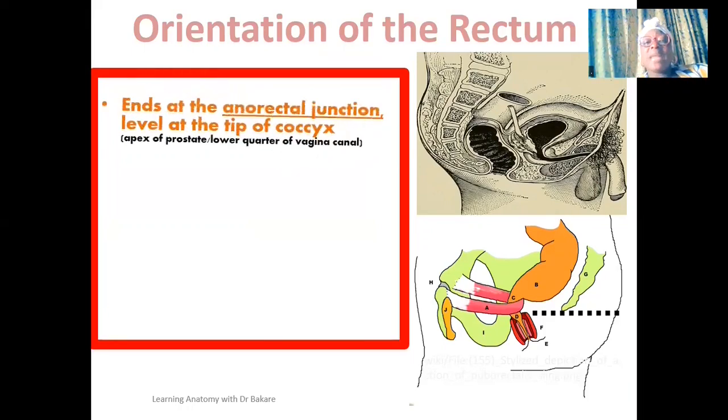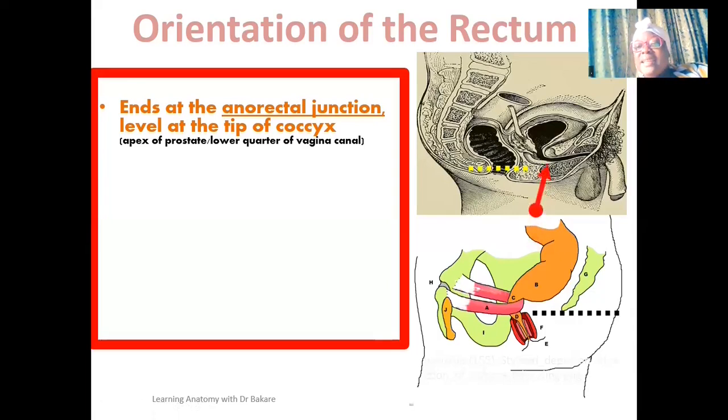And of course, it will terminate at the anorectal junction, and that is the junction where it continues to become the anal canal. This is the point marked here in yellow, and this tallies with the tip of the coccyx. This is the coccyx here, which is the terminal region of the vertebral column. Posteriorly, it corresponds with the tip of the coccyx, while anteriorly it corresponds with the apex of the prostate gland in male. This is the prostate gland here, and the apex, of course, arrowed in red.